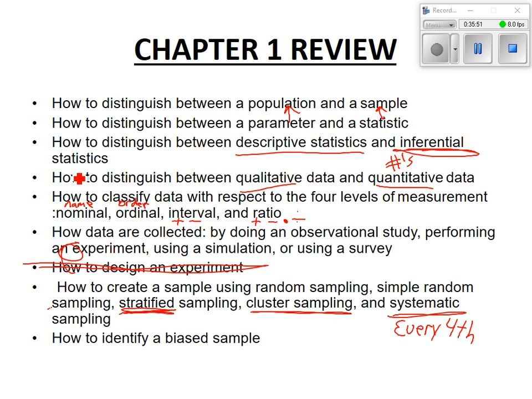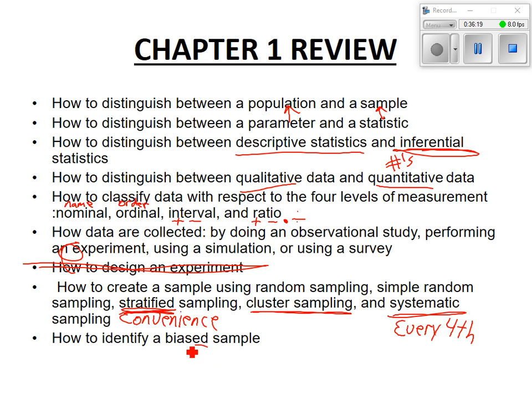Aren't I missing something here? Convenience. Why didn't I put convenience on here? Convenience. I forgot how to spell it. What's convenience? Only available. It works for you. It's just whatever happens to be easy. So I stand outside my door, and as people walk by, I say, okay, what's your favorite color? And I write it down. That might be convenient for me.